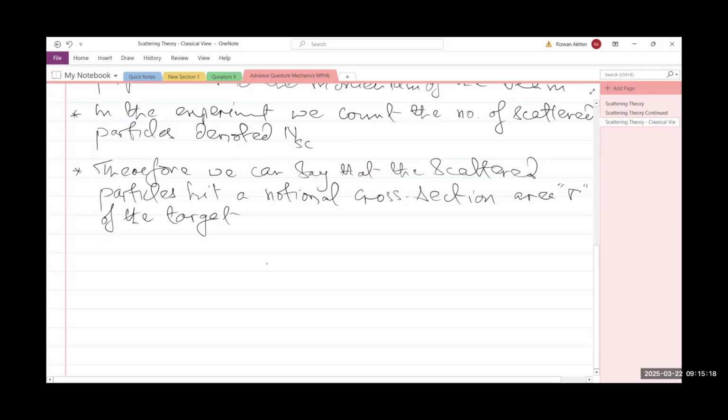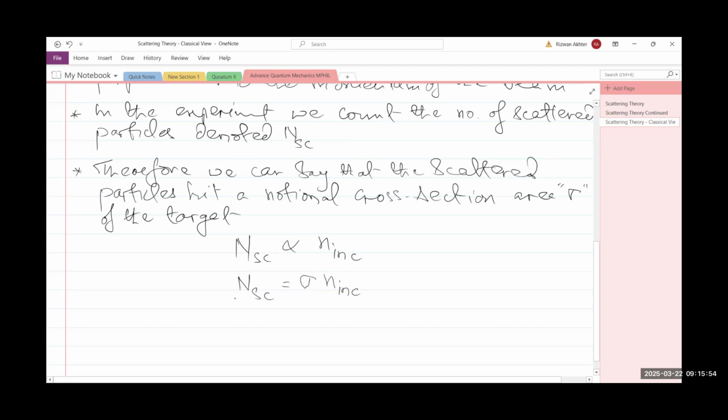And then we could relate our two parameters, the number of scattered particles, capital N scattered, would be proportional to n_inc, and we can always remove this proportionality sign by thinking that there is some notional cross-sectional area sigma, which is a constant of proportionality. So N scattered would be equal to sigma times small n_inc.